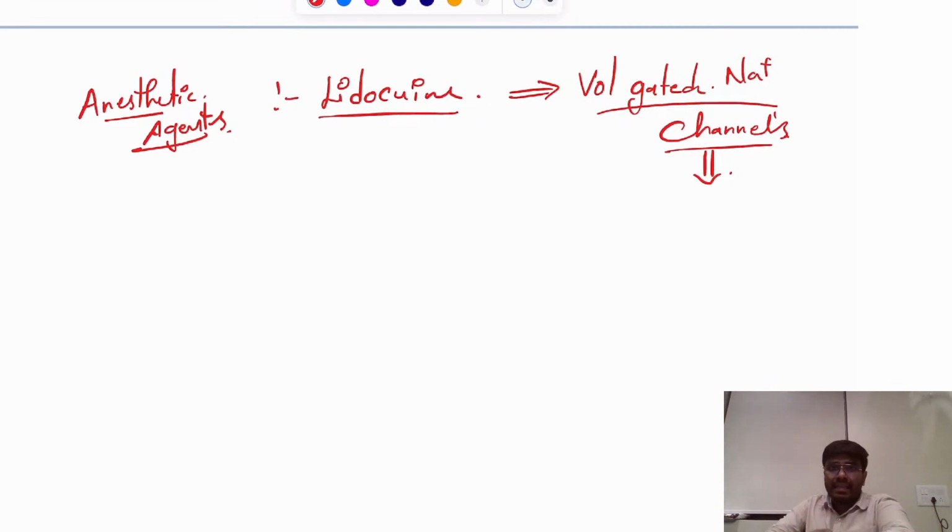So here in this area, the voltage gated sodium channels on the neurons are inhibited. So however much you stimulate, they do not produce action potentials. Why? Because the sodium channels are blocked, the neurons are not getting depolarized. So that's how anesthetic agents work, sir.